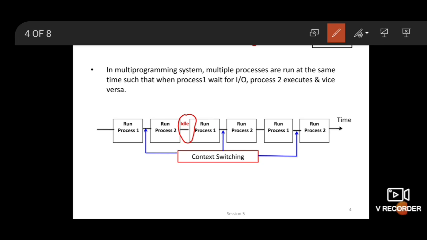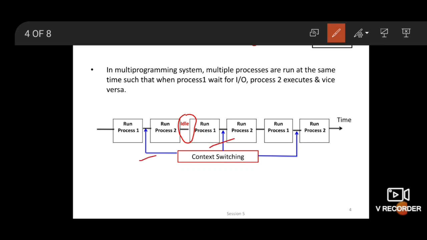What is this idle? Idle means if process 1 or process 2 is completely executed, just remember the meaning of idle: the CPU in idle state cannot execute any process, which means it stops the process. Just relax, there is no process for execution, which means the execution stops. It is called idle. Now what is this?